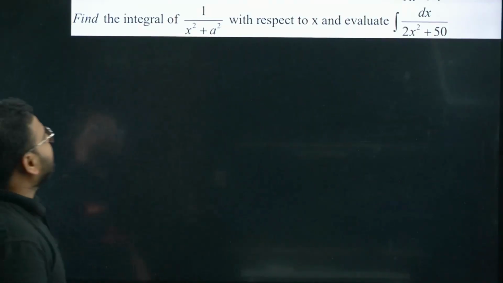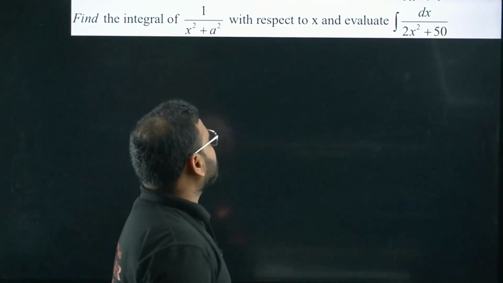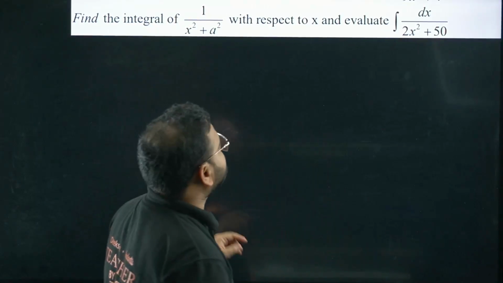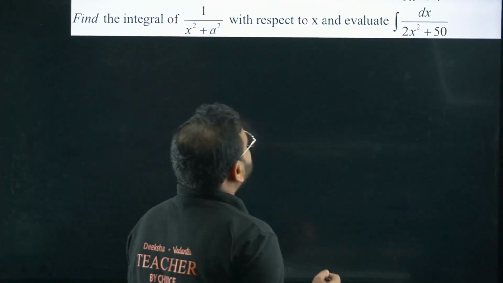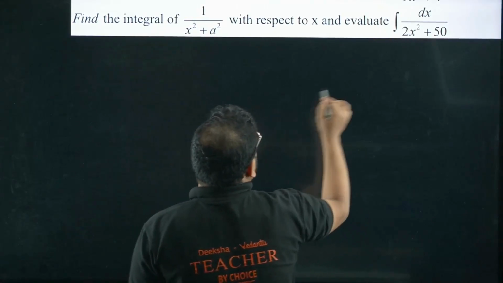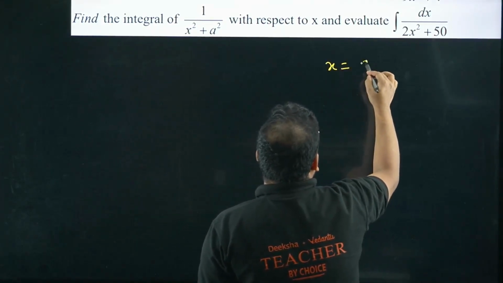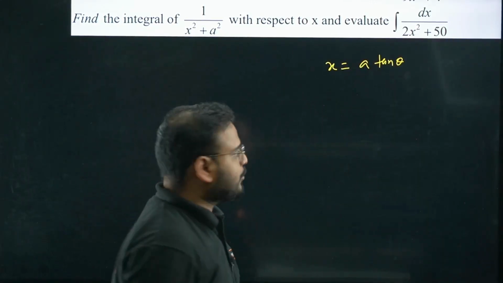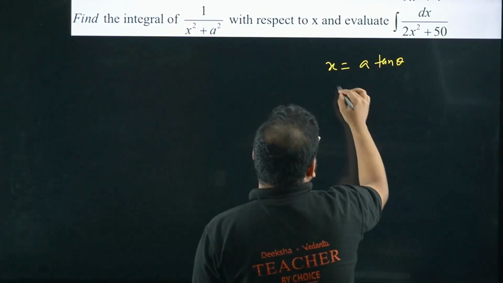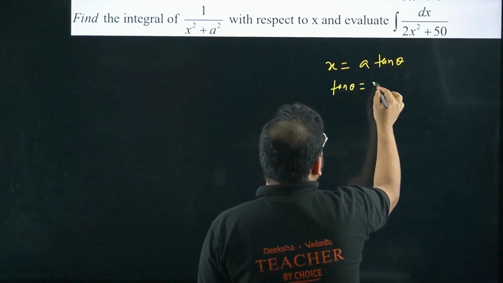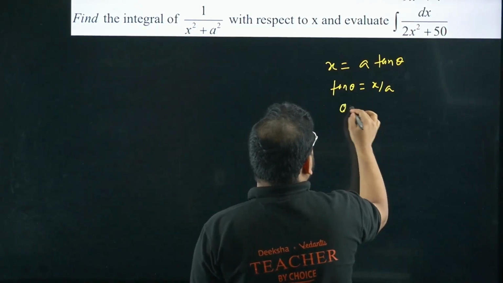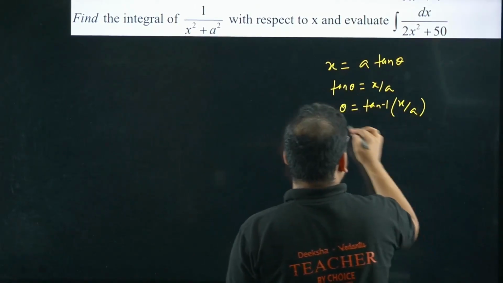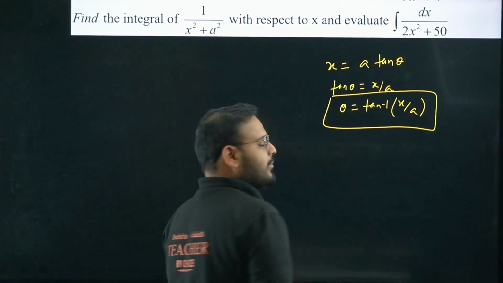Moving on. Find the integral of 1 upon x square plus a square with respect to x. Yes, sir, one more question. How do you solve it? Same approach. We're going to take here x as, please check, a tan theta. That's the substitution over here. What I get now for tan theta? So tan theta will become x by a. So theta becomes tan inverse of x by a. I want to just do this because it's going to be useful in the end.